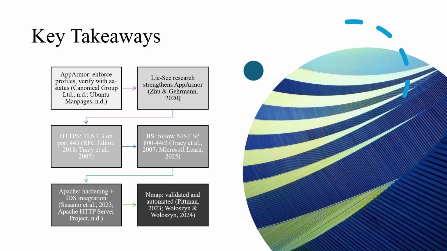To summarize, Apache and IIS follow strict profiles. HTTPS with TLS 1.2 and 1.3 on port 443 is the security standard, blocking outdated protocols. IIS hardening followed NIST and Microsoft guidance for proven best practice. Apache hardening adds strong ciphers, HSTS, hidden service data, plus IDS tools like Suricata or Snort. Nmap validated this setup with accuracy, and automation with Python makes it scalable for enterprise use. Together, this highlights a full defense-in-depth strategy: configured, hardened, and continuously verified.